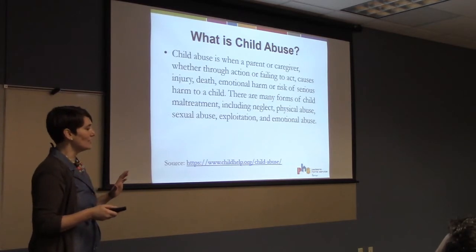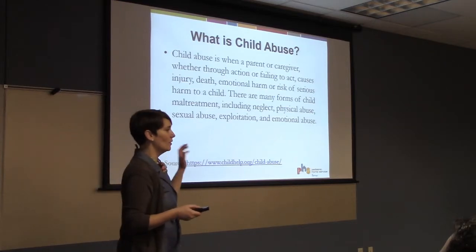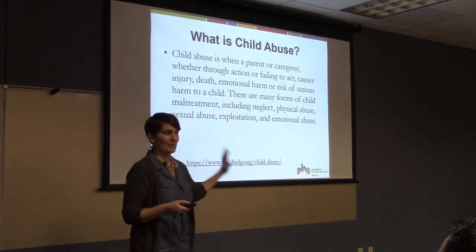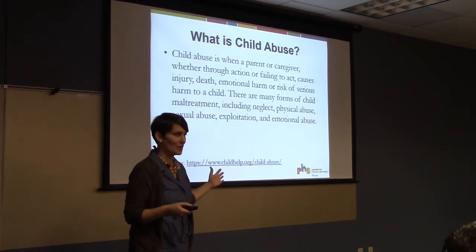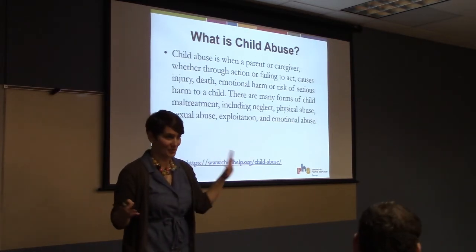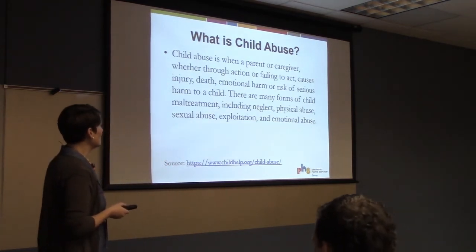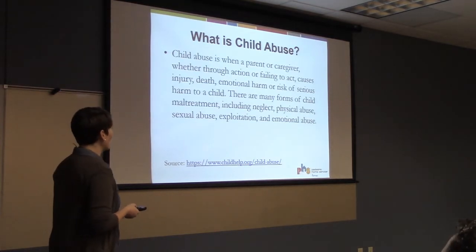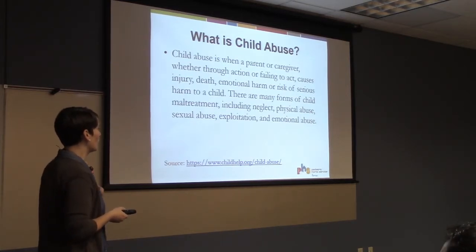So in my mind, we're talking today about abuse, signs, symptoms, how to report, what to report, different things. Oftentimes I automatically talk about child abuse, but it's also vulnerable adults. So if I'm talking about child abuse, I'm also meaning vulnerable adults, okay? So what is child abuse? Child abuse is when a parent or caregiver, whether through action or failing to act, causes injury, death, emotional harm, or risk of serious harm to a child. There are many forms which we're going to go through.